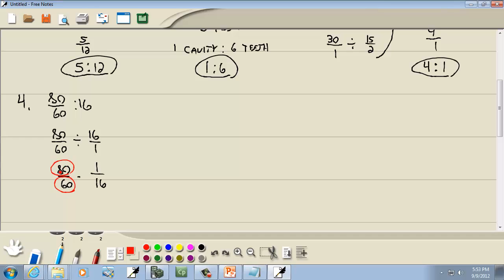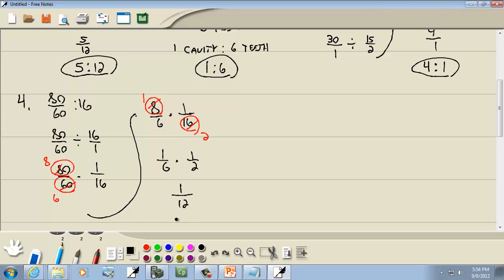Here I've got 80 and 60. Those are both divisible by 10. A little bit more than that, but we'll start with 10. 80 divided by 10 is 8. 60 divided by 10 is 6. So we've got 8 over 6 times 1 over 16. Here I've got 8 and 16. They're both divisible by 8. 8 divided by 8 is 1. 16 divided by 8 is 2. Now there's nothing else left to simplify, so we multiply. 1 times 1 is 1. 6 times 2 is 12.